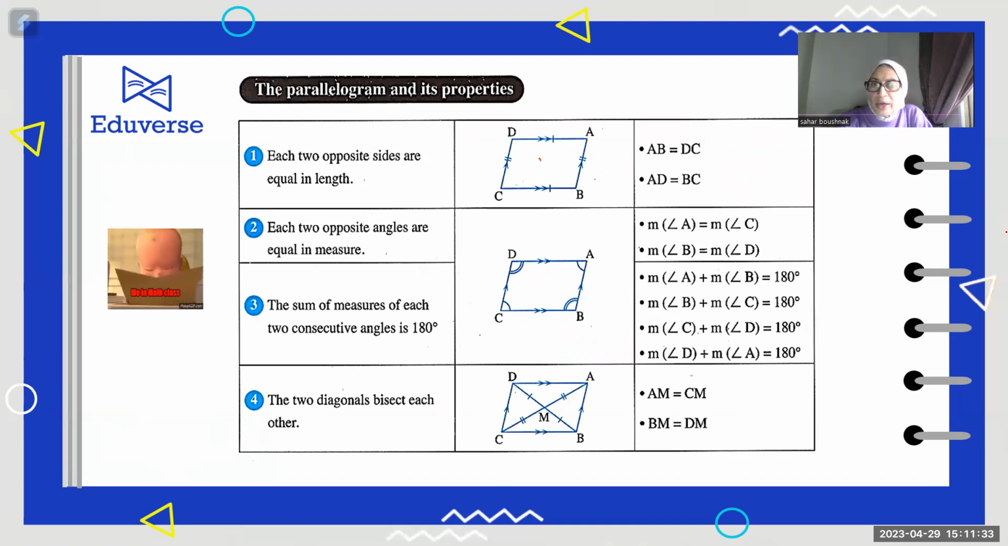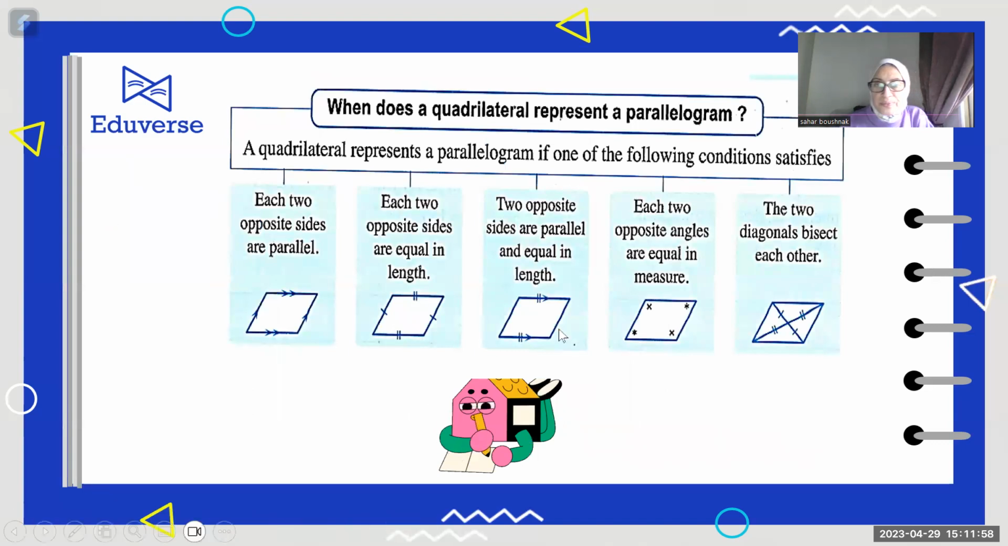Then we studied the parallelogram, and the definition of the parallelogram is a quadrilateral in which every two opposite sides are equal and parallel. And these are the properties of the parallelogram. Every two opposite sides are equal in length and parallel, every two opposite angles are equal in measure, every two consecutive angles are supplementary, which is equal to 180 degrees, and the diagonals bisect each other.